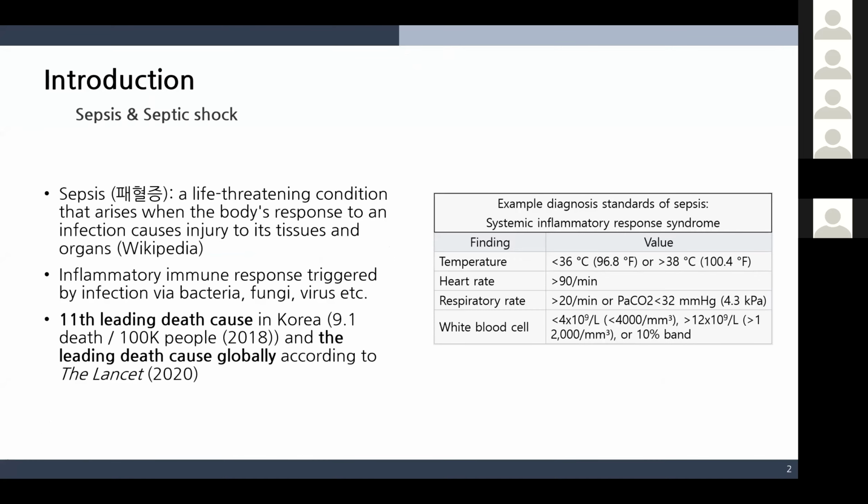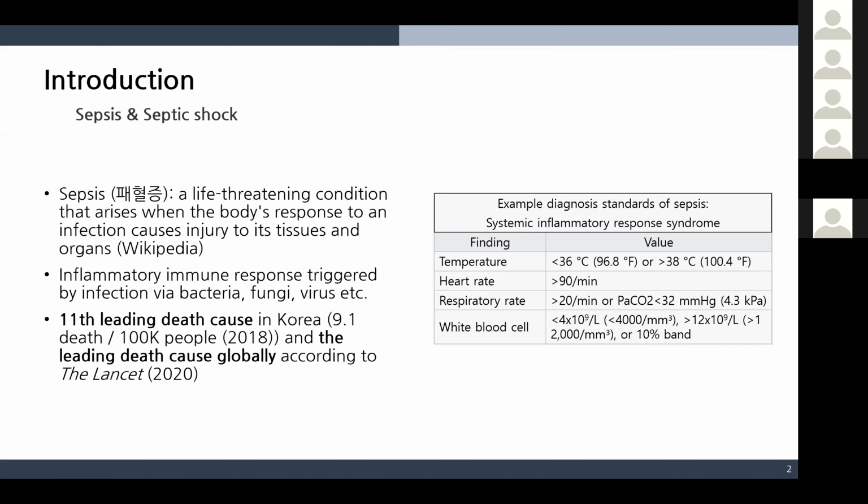Sepsis, which is 폐혈증 in Korean, is a life-threatening condition that arises when the body's response to an infection causes injury to the tissues and the organs. It is an inflammatory immune response triggered by infections such as bacterial, fungal, or viral infections. And sepsis is one of the most common death causes in Korea, ranked 11th with 9.1 deaths per 100,000 people in 2018.